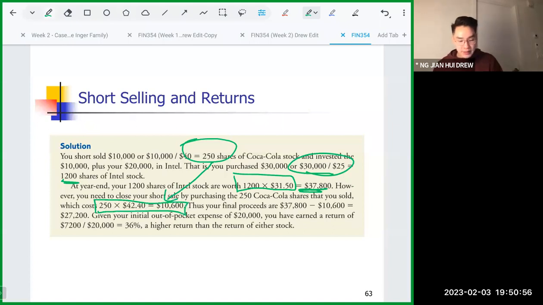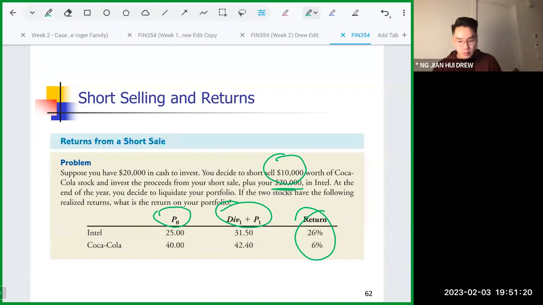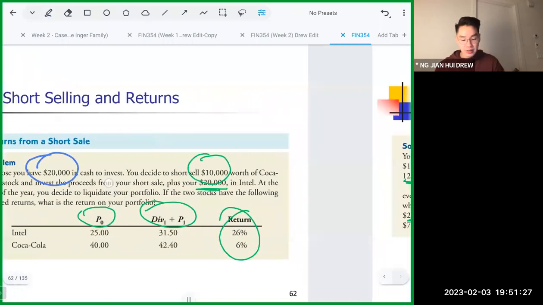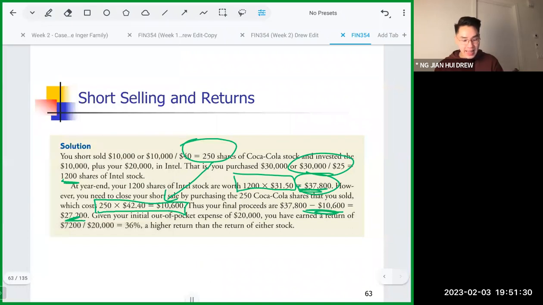And that means your final proceeds, you need to minus away 10,106,100, okay? And then you get this amount here. And then remember, your initial out-of-pocket amount, what you initially invested, is 20K. Suppose you have 20K cash. So can you see that at the end of the day, you take 27,200 minus 7,200, and you divide by the 20K, which is the initial investment amount, you get 36. So do you notice something?